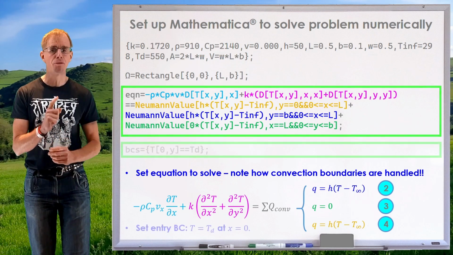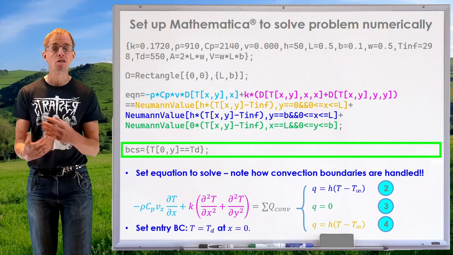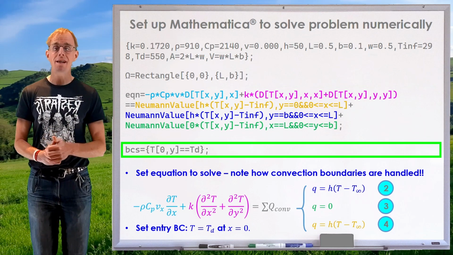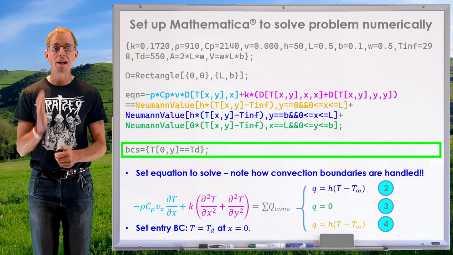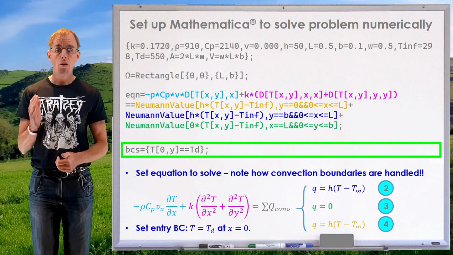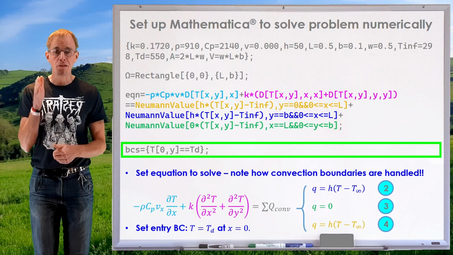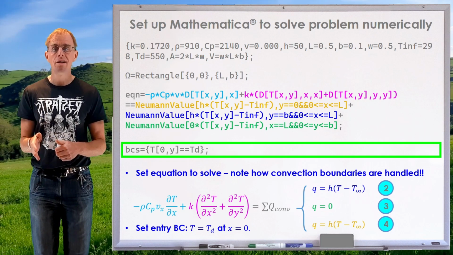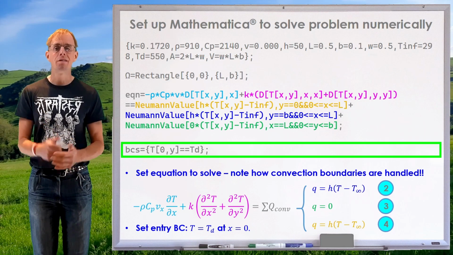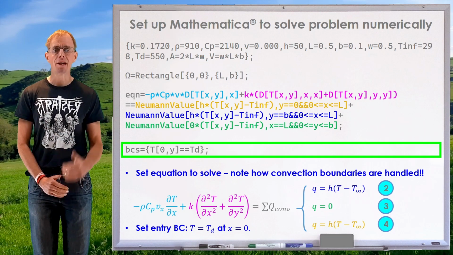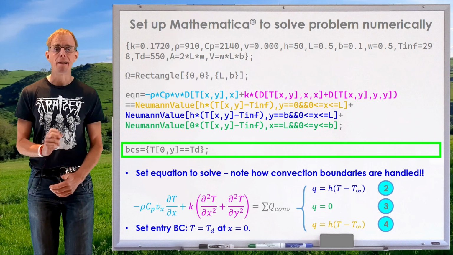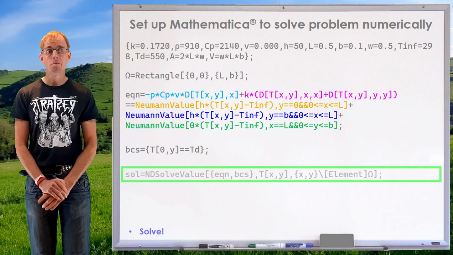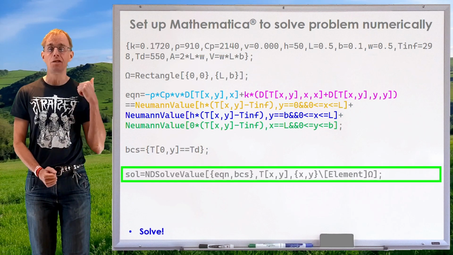There's just one left we need to specify, and we need to do that separately from the definition of the energy equation. What we're saying here is that for a fixed temperature value, rather than the flux, we need to say that specifically the temperature at x equals 0, but for all of y, T of 0,y, is my die temperature, Td. So that sets the equation and the temperature boundary conditions. So the next step is to solve it. The Mathematica command for solving that is NDSolveValue.